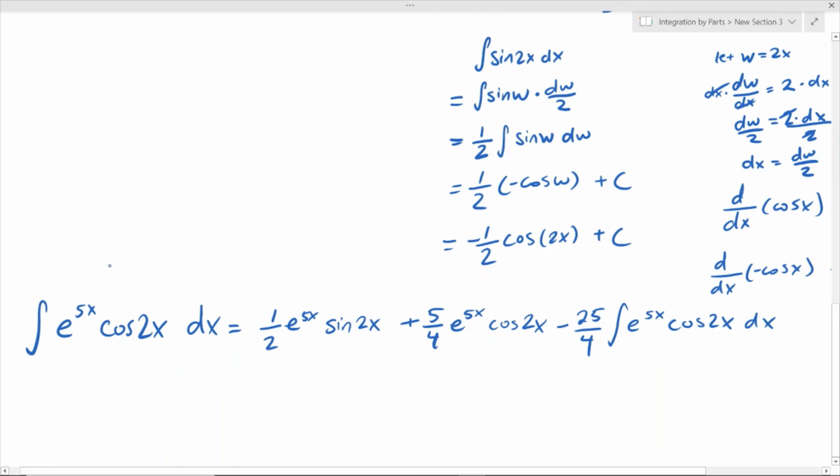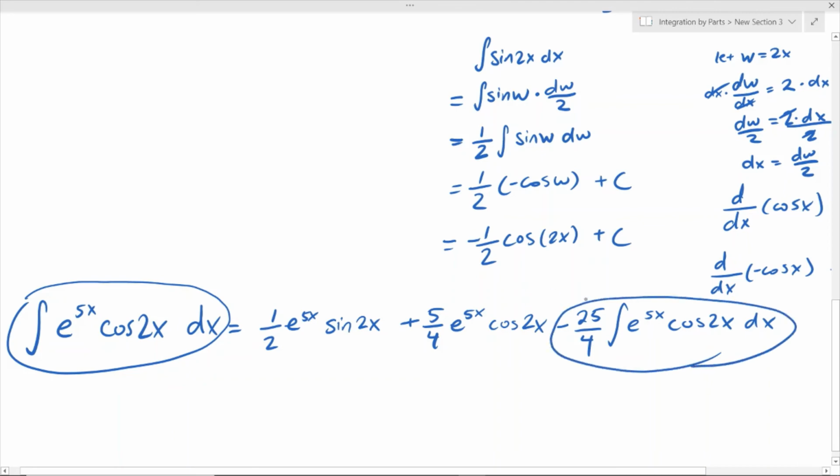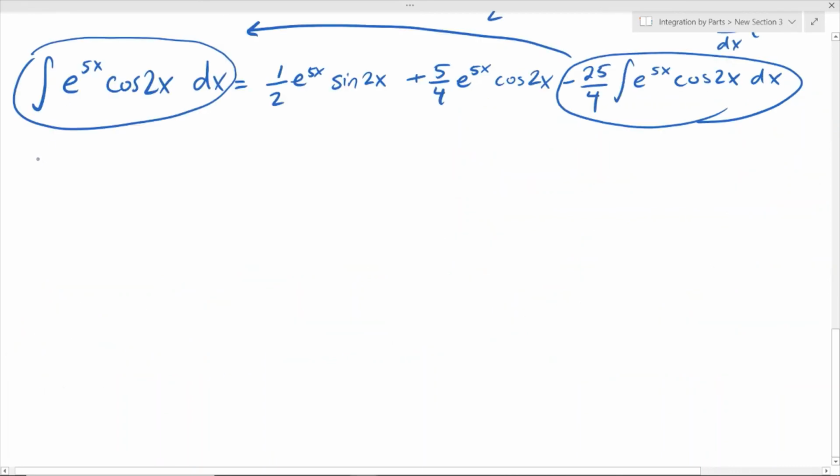This part. We have basically this here, and we have this here, and it's a like term. So we can move this over to this side, okay? So instead of negative 25/4, it's going to become positive 25/4. So copying this here first, we get the following. Plus 25/4, right? This negative becomes positive, so positive 25/4, the integral of this.